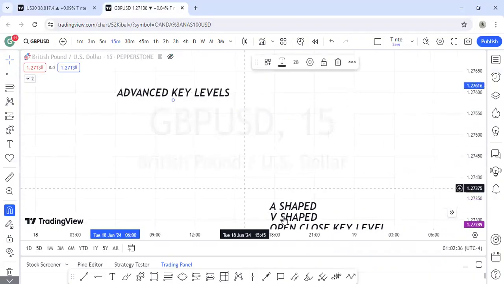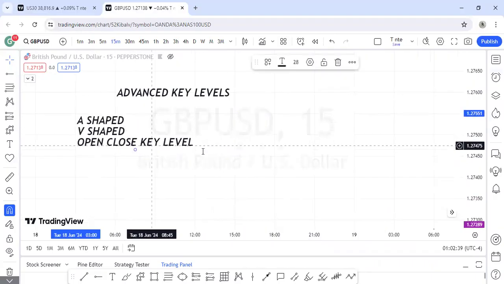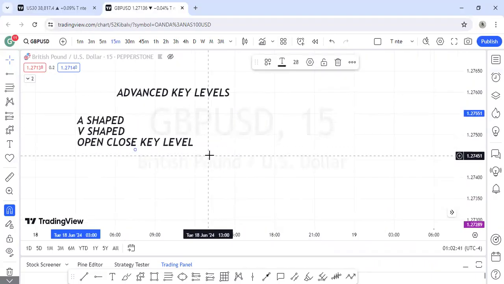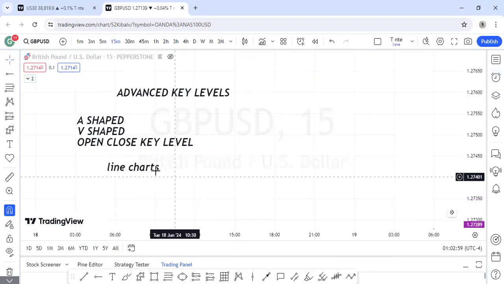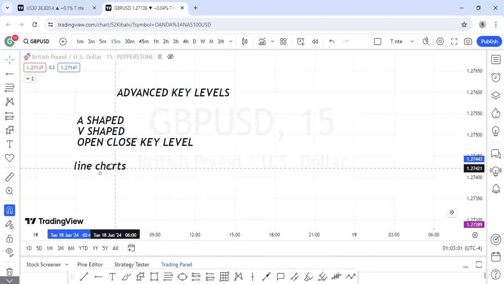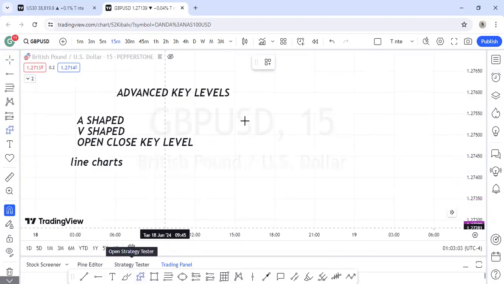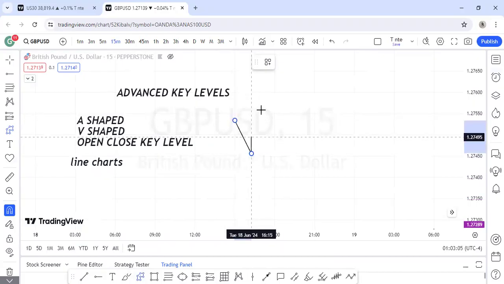We have the A-shaped key level, the V-shaped key level, and the open close key level. These are advanced key levels, and they are plotted with line charts. Although you can use your eyes to see them on a candle chart, they are actually plotted with the idea of line charts.